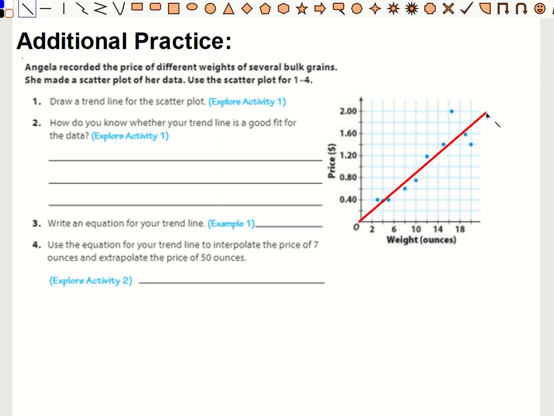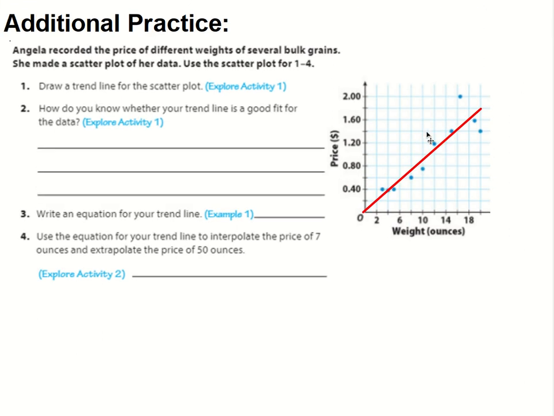So it does make sense for it to start at 0, 0, because if we start at 0, 0, with 0 weight, you're not going to pay any money, right? So in the context of the problem, it does make sense to be at 0, 0. So there's my trend line. Yours might be pretty close, maybe a little bit different.